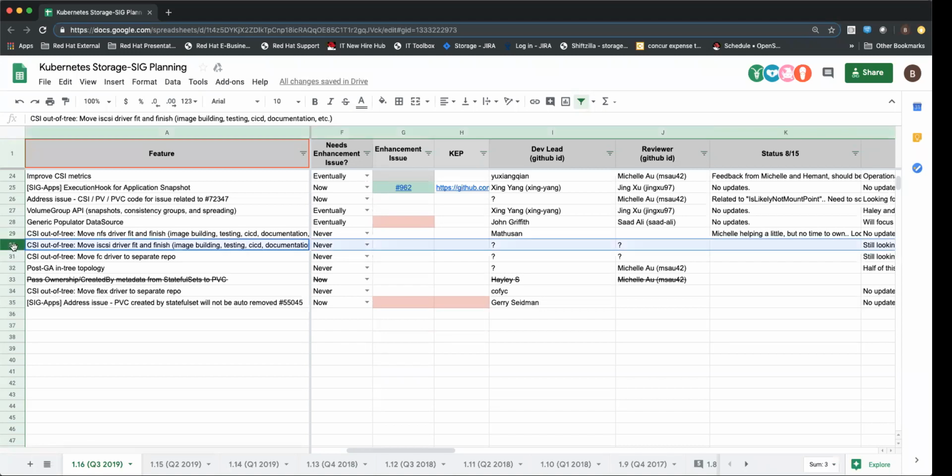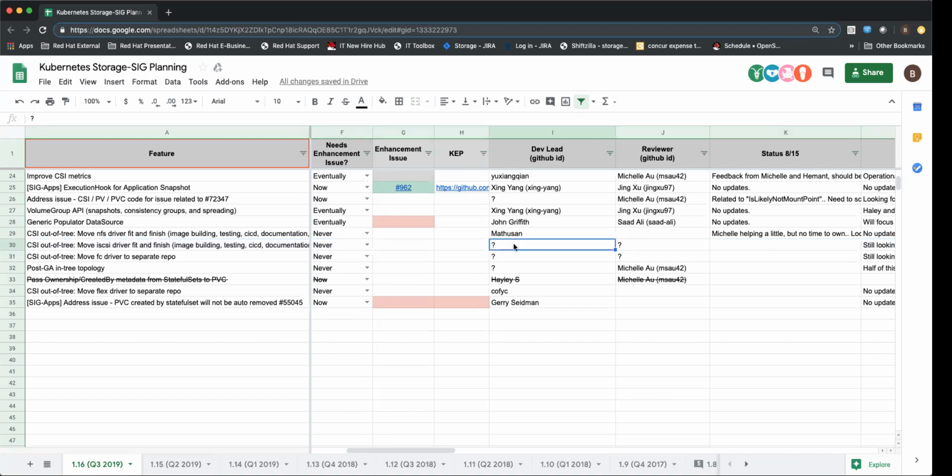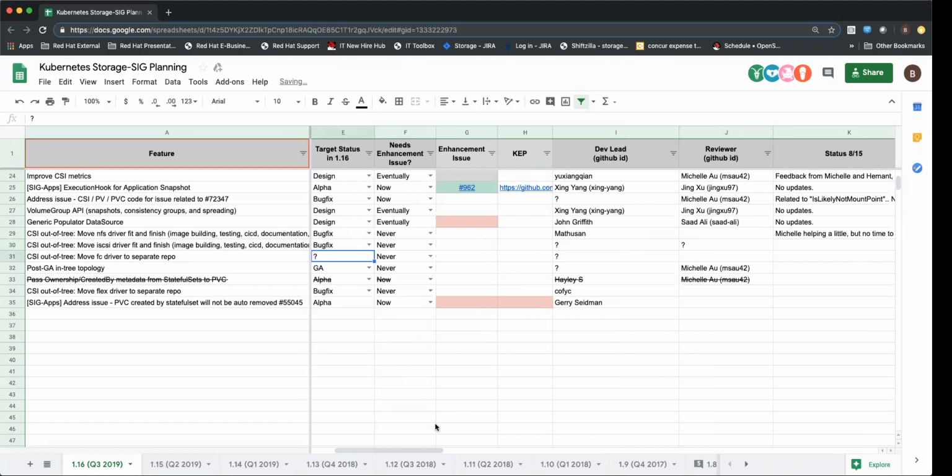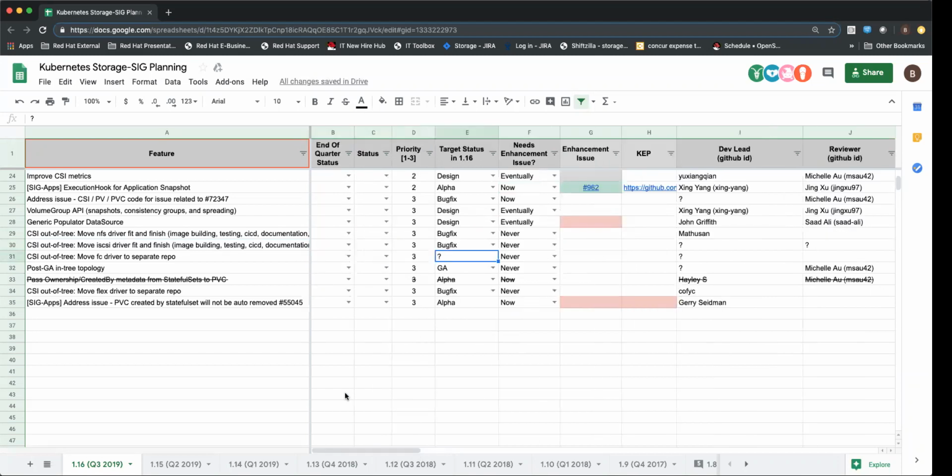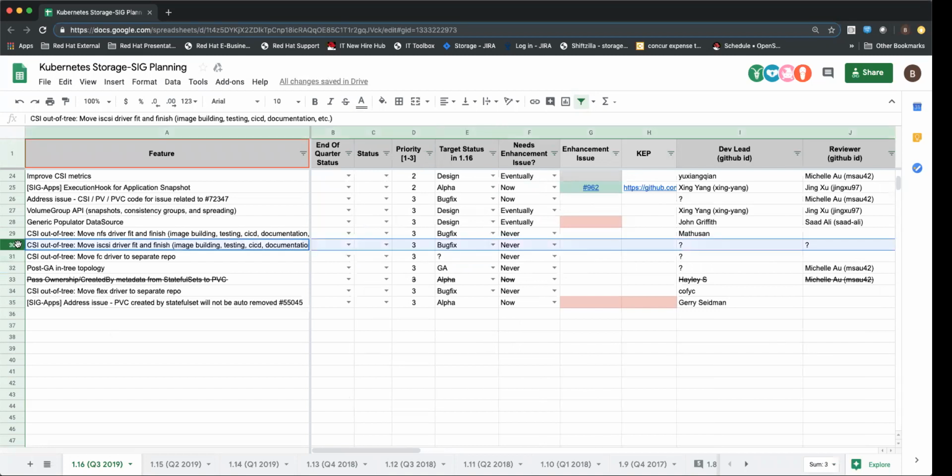All right. I expect it's probably the same thing. I think the main challenge with the iSCSI driver is that we don't have reviewers for it. I think John has a bunch of PRs out, but no one is able to review them.